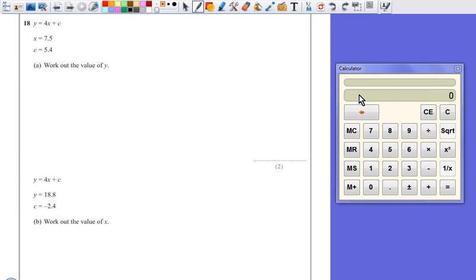Question 18, y equals 4x plus c. It tells you x equals 7.5 and c is 5.4. So work out the value of y. It's a bit of substitution. So we want to know what y equals.